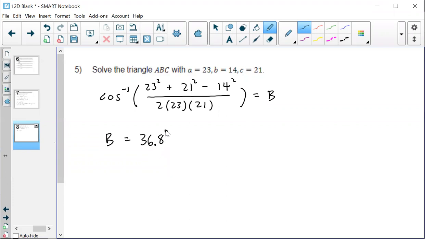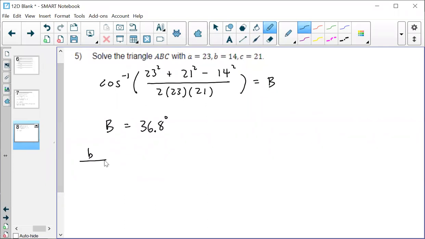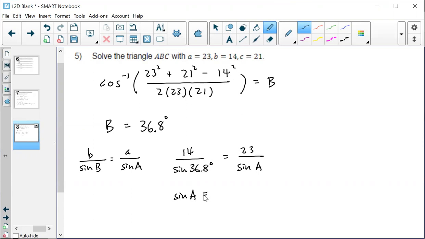Now we could use the law of cosines again, but maybe it's easier to use the law of sines. So let's take B over sine B equals A over sine of A. So we're going to get 14 over the sine of, we just found this, 36.8 degrees equals 23 over sine of A. We don't know what sine of A is yet. But if we solve for the sine of A, we're going to get 23 times the sine of 36.8 degrees all over 14.